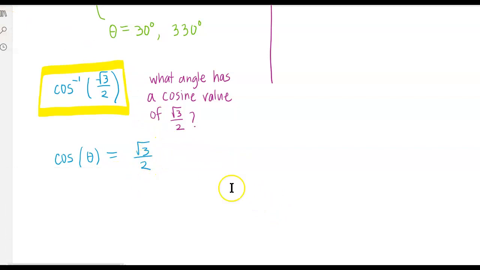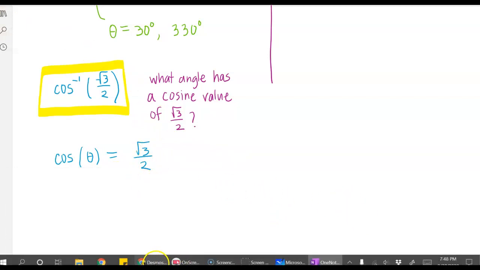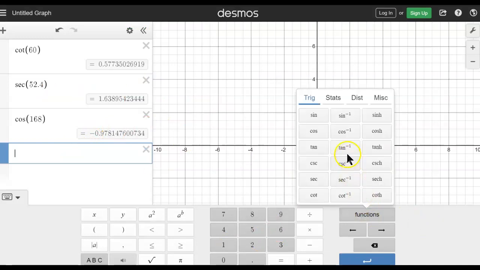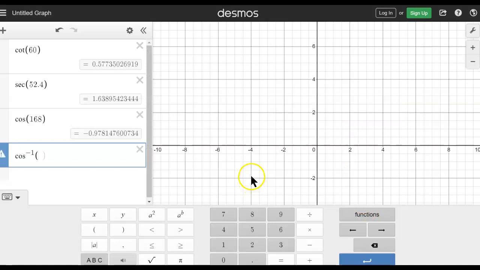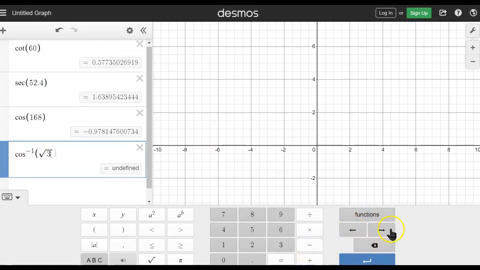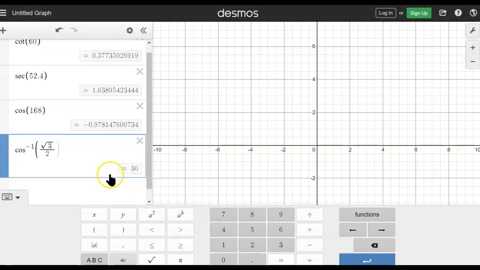Let's switch to Desmos. I'm going to go to the functions, and I see that cosine inverse is one of the options. And I will put a fraction. Let's do square root 3 divided by, oh, I don't want it to go that way. I need to get out of the square root first, then hit divided by 2. And it gives me 30 degrees.